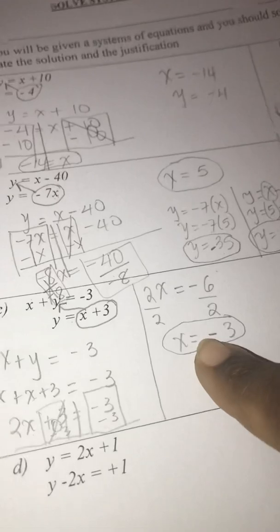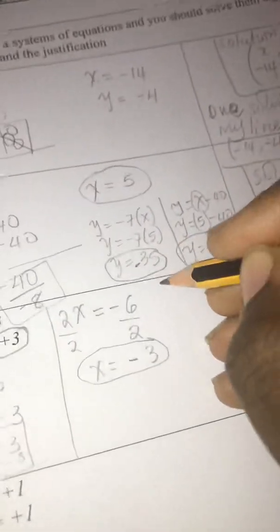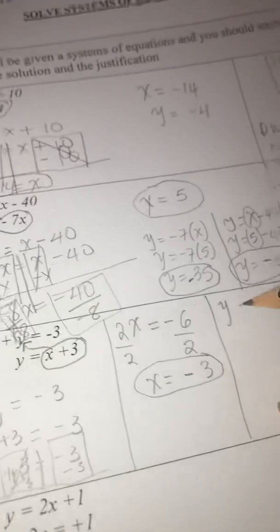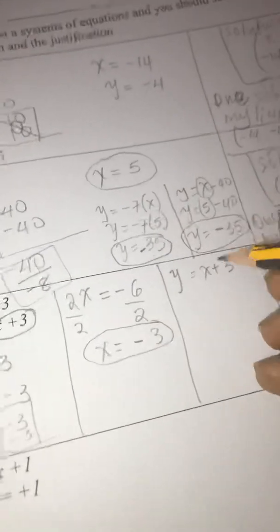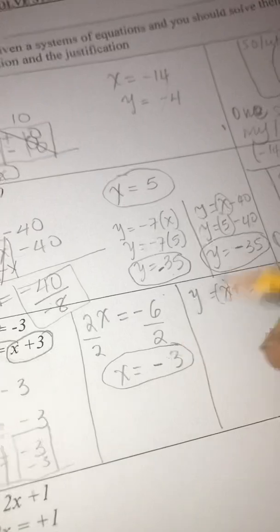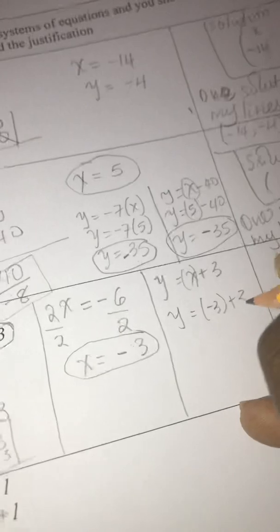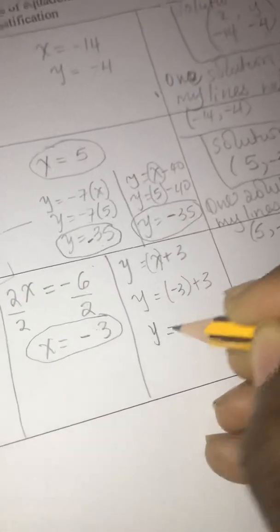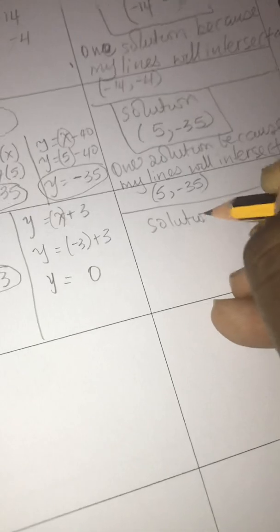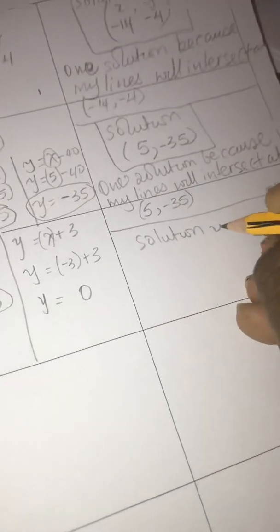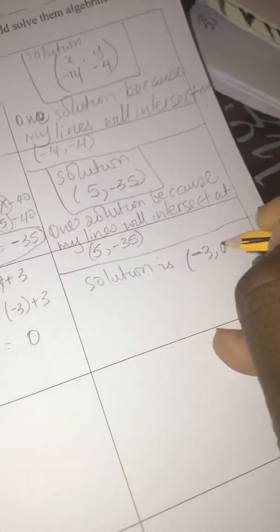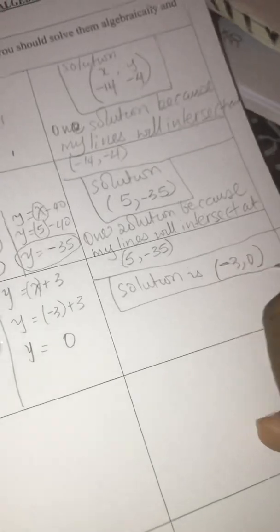Now that I have found x, I can find y. So I know that y is equal to x plus 3. And I know my x because it's here. So y equals negative 3 plus 3. Y equals 0. So now my solution is negative 3 comma 0. This is my solution.